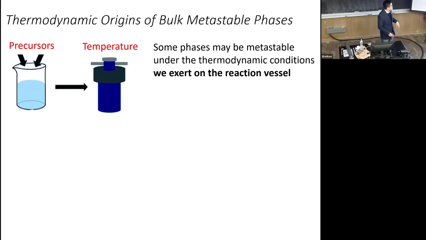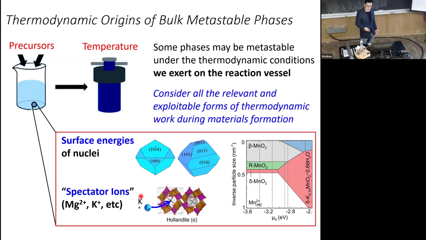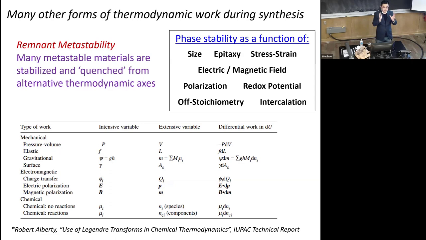If we're just considering what forms of thermodynamic work we're exerting on the reaction vessel, then maybe we're not accounting for all the forms of work that are relevant when materials are forming. And so what I'm trying to do here is propose this idea that we can think about phase diagrams in higher dimensional spaces, phase diagrams that take many of these other forms of thermodynamic work on the axes. And when we do that, we can see metastable phases, which are hard to anticipate from the normal equilibrium phase diagram. But these are metastable phases that are stabilized under these conditions, and they can even be quenched from those conditions and retained in a metastable state. We call them remnants of conditions where they were once stable. Okay? So that's the first part.